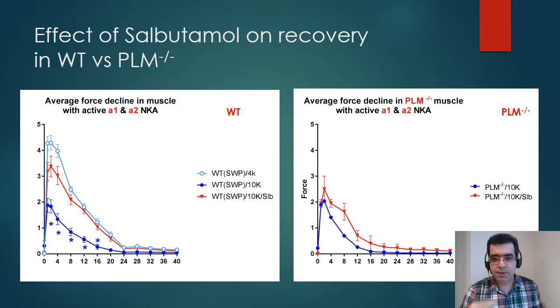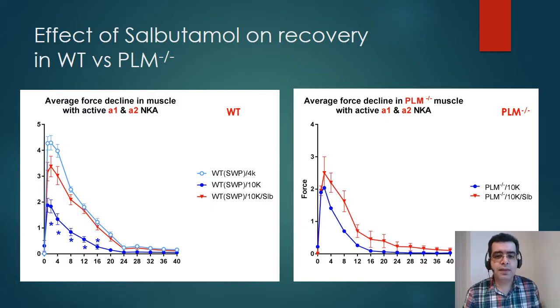Before explaining the graphs, I want to say that these graphs are a combination of data we measured for the salbutamol project previously, used here as a control or baseline, plus the new experiment with phospholemman knockout muscle. So these are a combination of both.